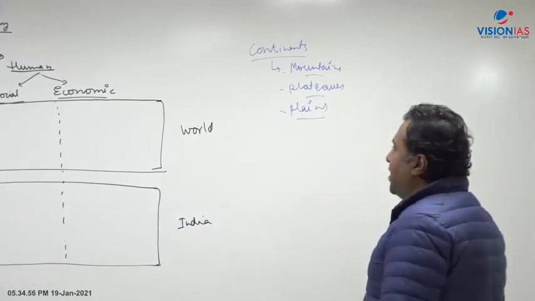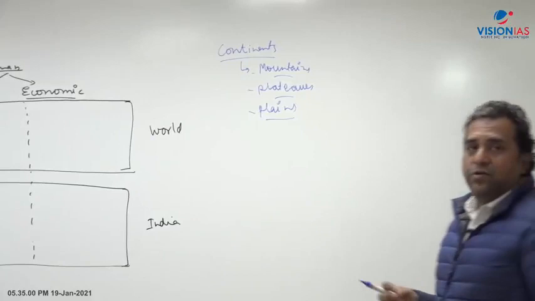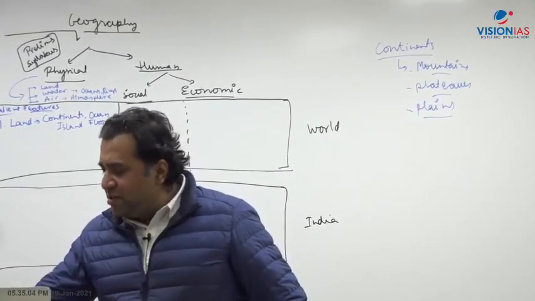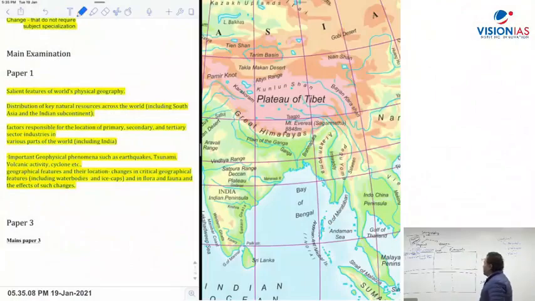I'm just giving you an idea of the syllabus. How do you crack the syllabus? How do you decipher it? How do you try to understand the syllabus? Because the syllabus itself in one line doesn't tell you much. But it says salient features of world physical geography. Okay. So one is this about the continents.